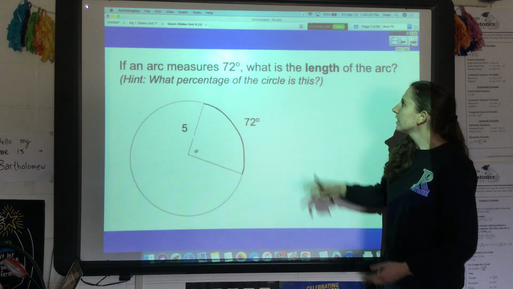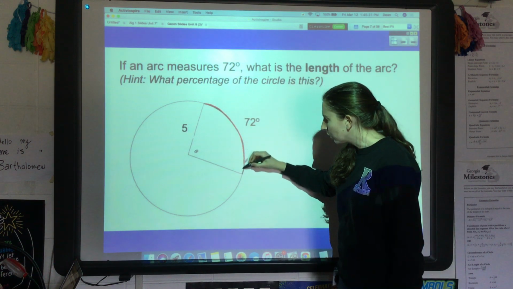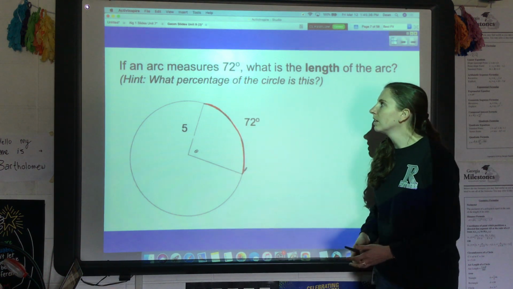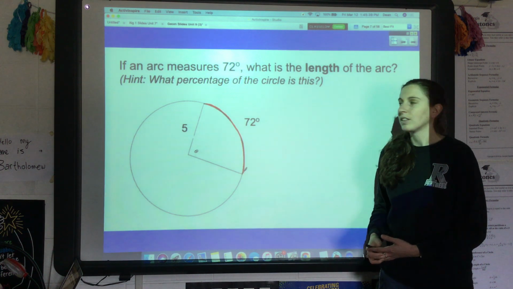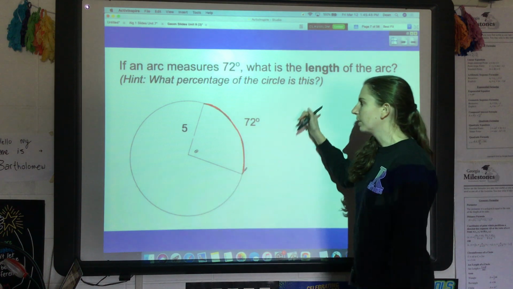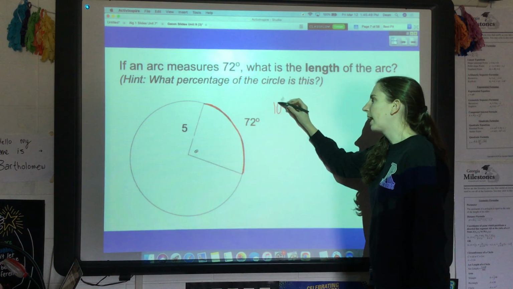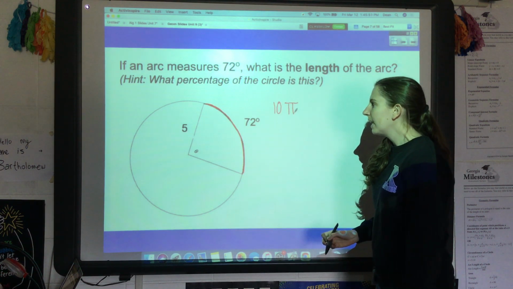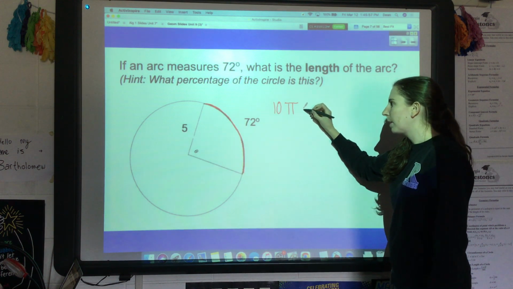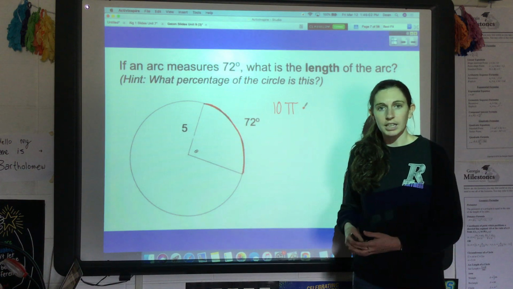how would I find the length of an arc that makes a 72-degree angle? So if the measure of this arc is 72 degrees, how do I find the length of that arc? It's basically like what we just did. Take the entire circumference, which was 2 pi r, 2 times 5 times pi, or 10 pi. And then, rather than dividing it in half, I'm going to multiply it by whatever percentage of the circle this is. And it's actually very easy to do.